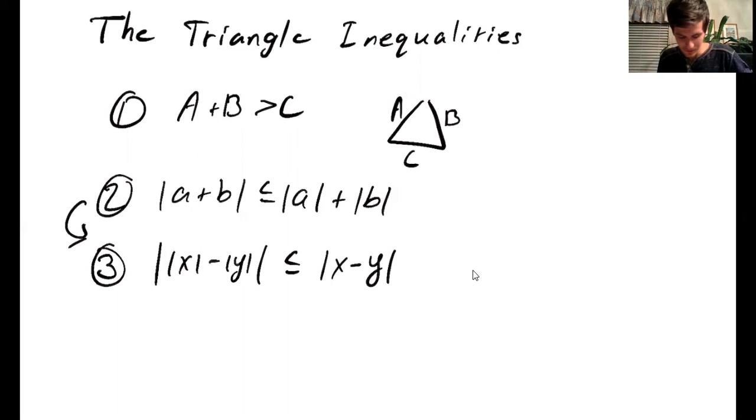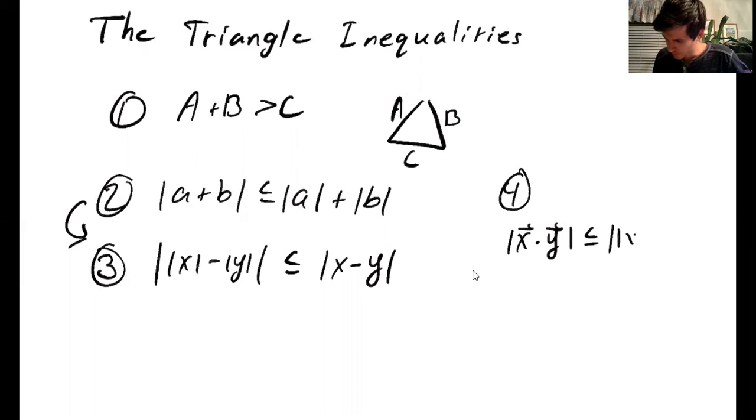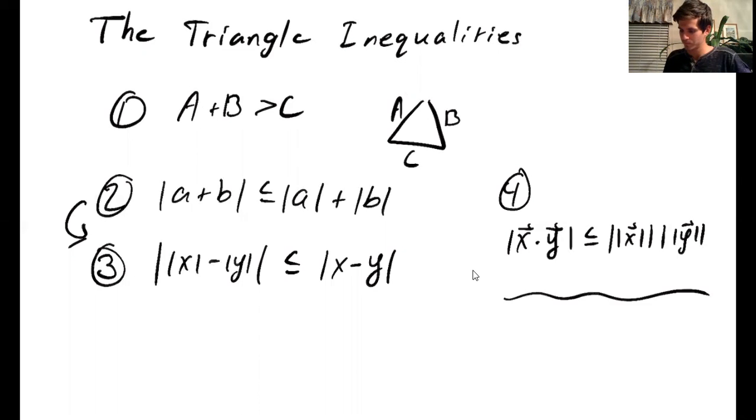Now, the last thing we're going to go over, we're not going to prove this, but we are going to go over it, is this vector inequality: the absolute value of the dot product of the vectors x and y is less than or equal to the absolute value of x times the absolute value of y. It's kind of weirdly written here, but we're just going to show that this is true.